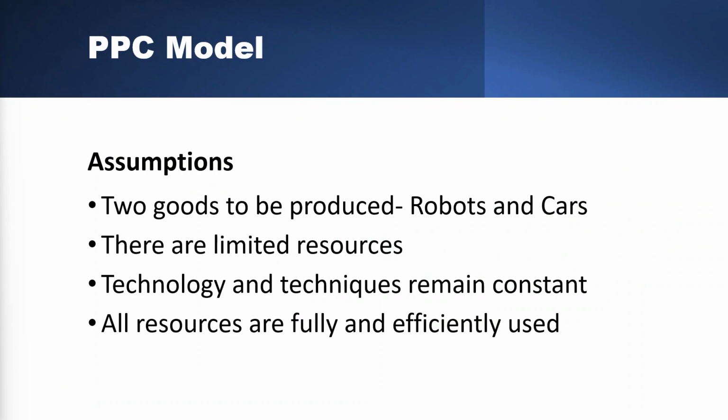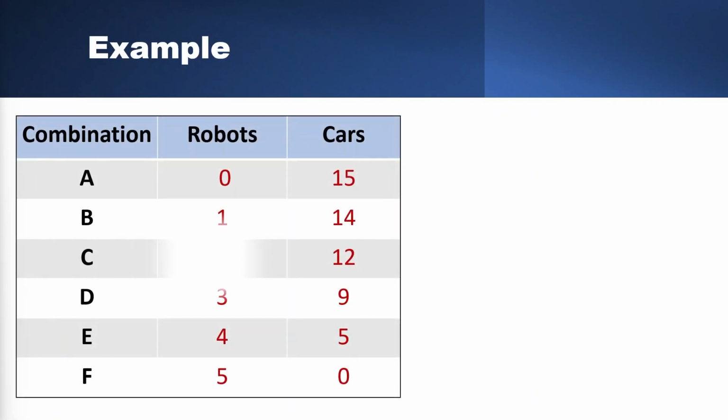To understand this model, we will make a few assumptions. Let us say that we have an economy which has limited resources and can produce two things, robots and cars. We also assume that there is no wastage of resources and technology remains constant. If we look at the table, it shows all the combinations of the two goods that we can produce with given resources. If we produce 0 robots, we can produce 15 cars. And if we produce 0 cars, then we can produce 5 robots.